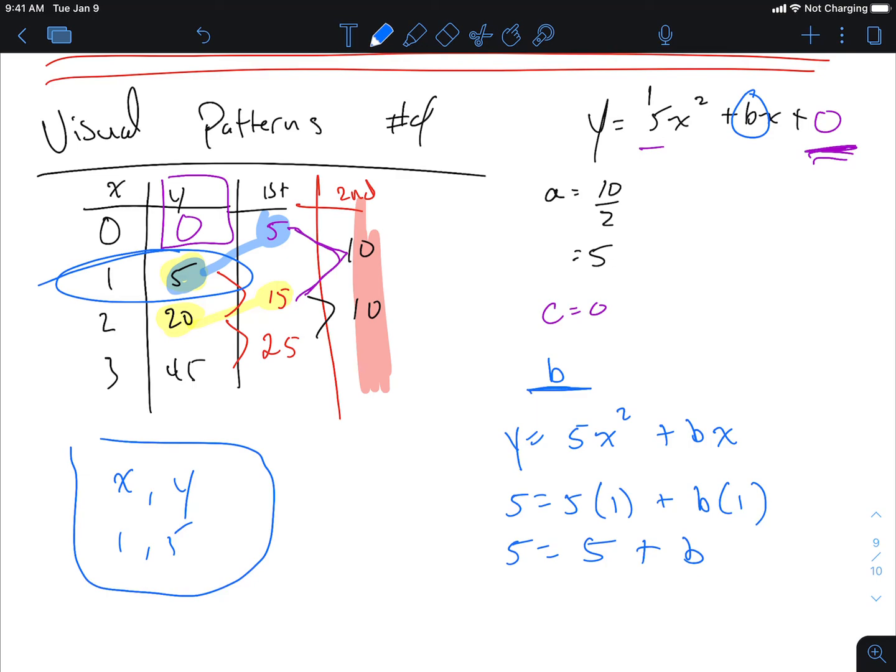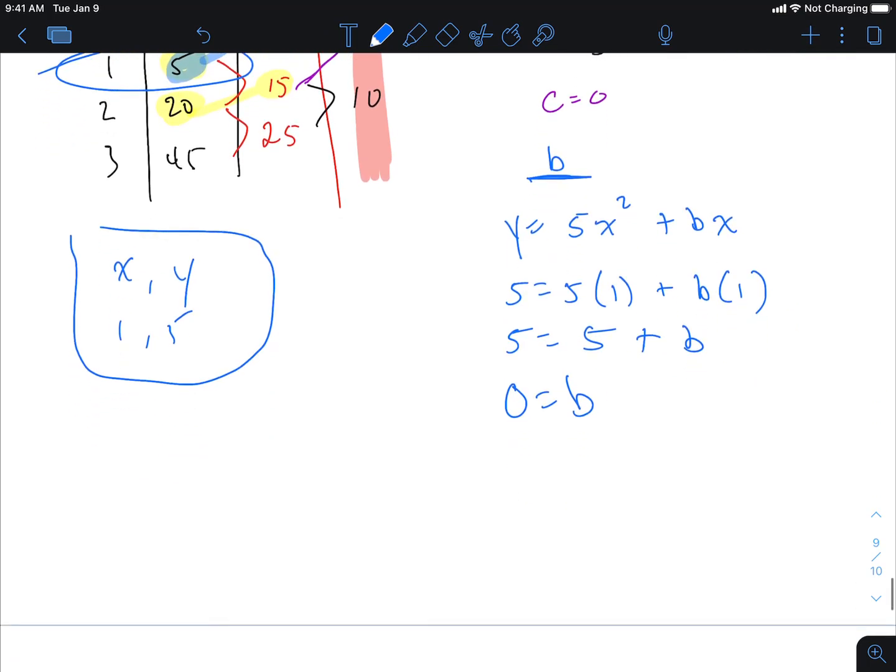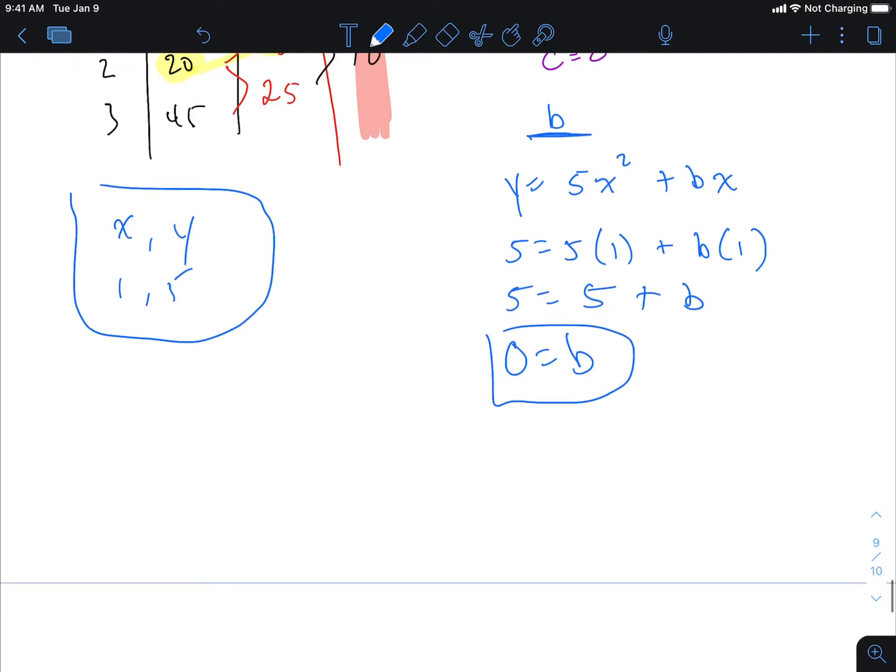What happened? Should we get 0 equals b? So sometimes the visual pattern can actually, it's interesting.